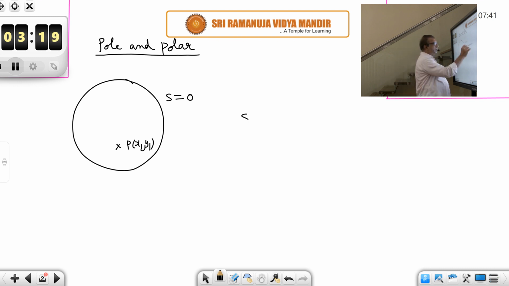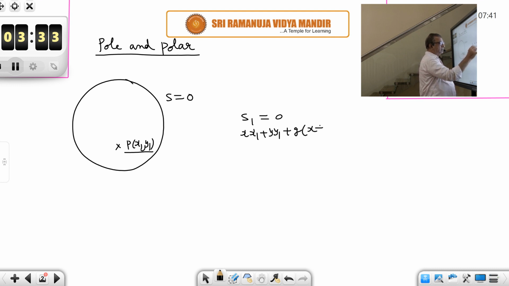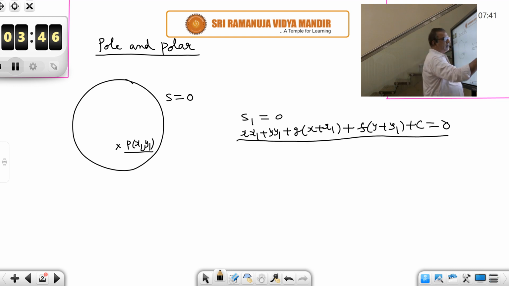So we can write S1 equal to 0 for an inside point also. Nobody can prevent us from writing the equation S1 equal to 0. S1 equal to 0 means xx1 plus yy1 plus g into (x plus x1) plus f into (y plus y1) plus c equal to 0. Like that you can always write for any point. For the inside point also, you will get a straight line. This is a linear equation in x and y.